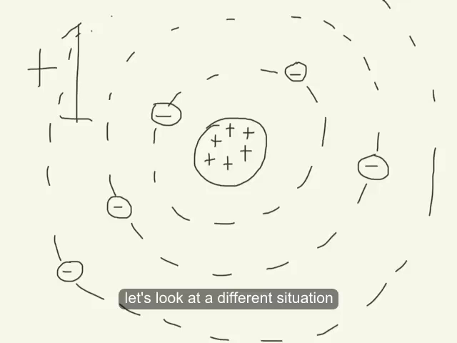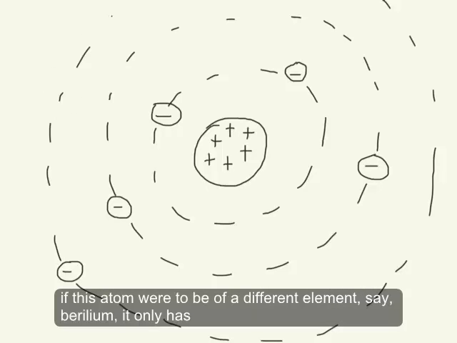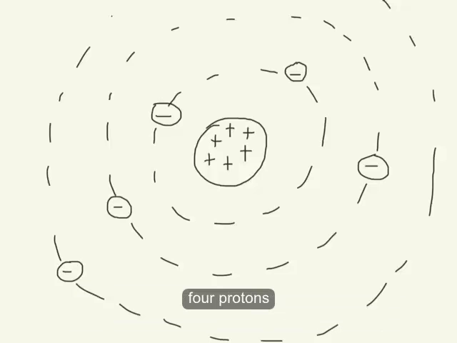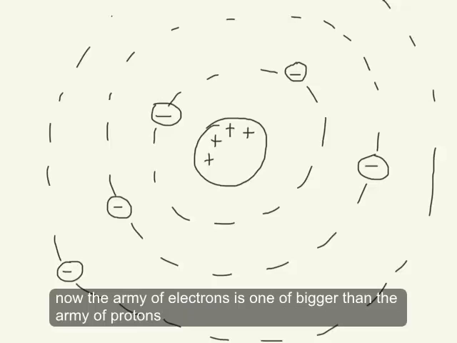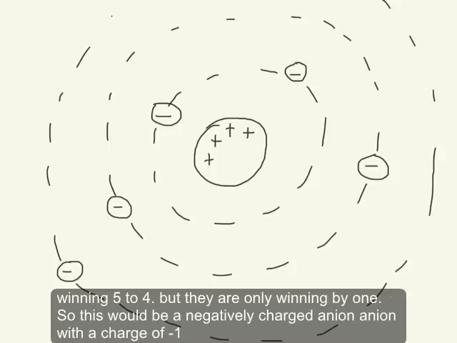Okay, let's look at a different situation where negativity would be winning. If this atom were to be of a different element, say beryllium only has 4 protons. Now the army of electrons is 1 bigger than the army of protons, winning 5 to 4. But they're only winning by 1, so this would be a negatively charged anion with a charge of negative 1.